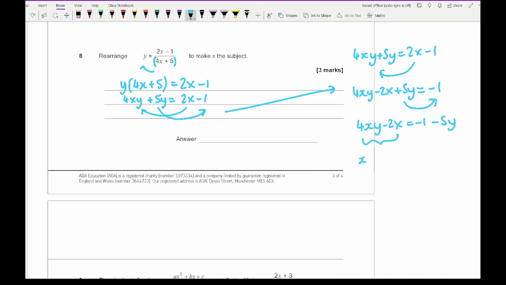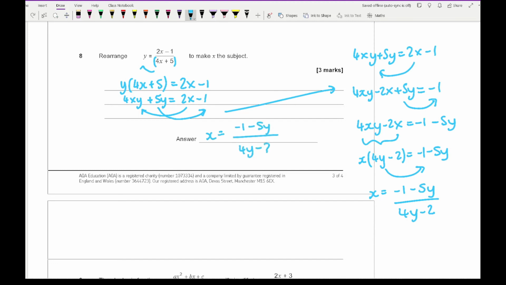So I've got x, and then I've got... Now I'm not going to write 2x, I'm going to factorize it fully because I just want x by itself. So here I've got x times 4y minus 2 equals minus 1 minus 5y, and then take this bracket over to the side. So I've got x equals minus 1 minus 5y over 4y minus 2, and that gives me my final answer. So x equals minus 1 minus 5y over 4y minus 2.